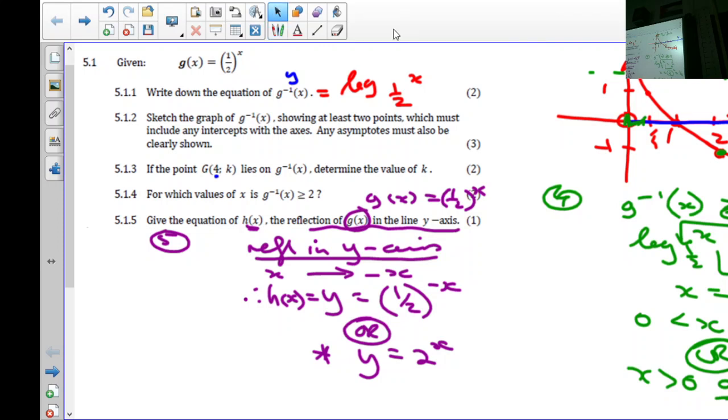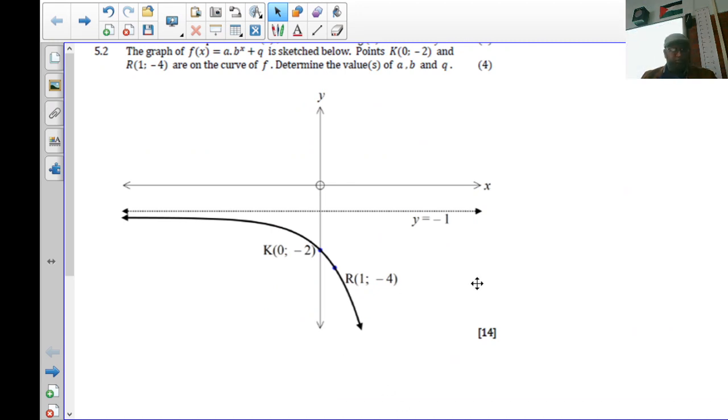So that sums this question up here. Okay, so for question 5.2 we are told the graph of f of x equals a times b to the x plus q, so that is your exponential function, is sketched below. Points k, which is 0 and minus 2, that's your y-intercept, and r, which is 1 and negative 4, are on the curve of f. Determine the values of a, b, and q.